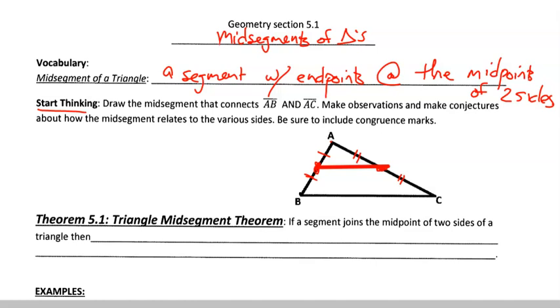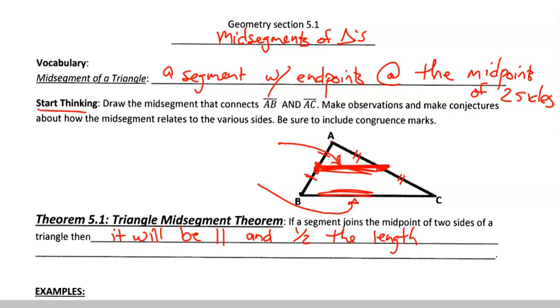Try to figure out how the midsegment relates to that third side. There's two things. The triangle midsegment theorem says if a segment joins the midpoint of two sides of a triangle, then it will be, what is one thing you notice between that and this? Looks like they're parallel. It's going to be parallel and 1/2 the length of the third side.